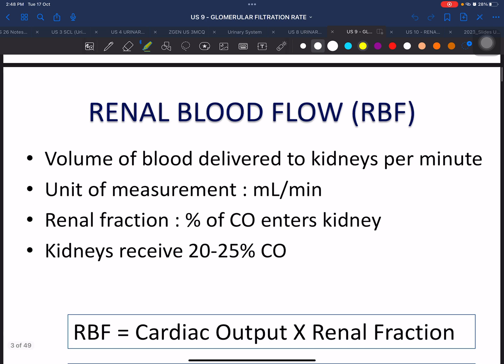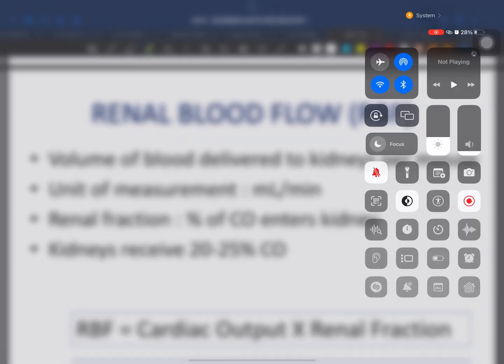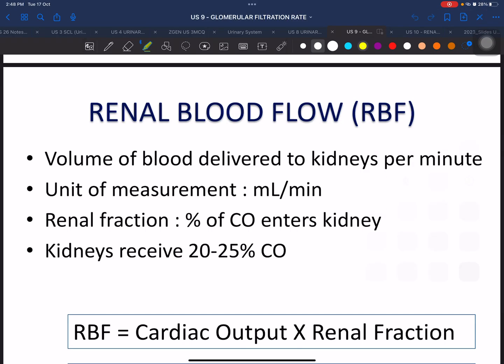First, we look at the renal blood flow, defined by the volume of blood delivered to the kidneys per minute. So the unit is ml per minute. The renal fraction, as I mentioned just now, is the percentage of cardiac output that enters the kidney. We know roughly the kidney receives 20 to 25% of cardiac output. So renal blood flow is the cardiac output times the renal fraction.